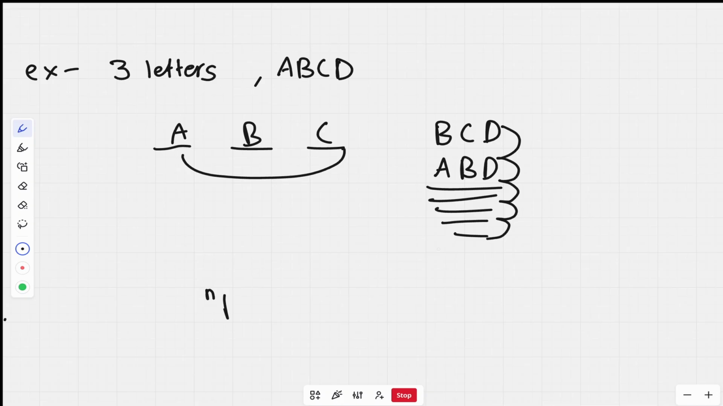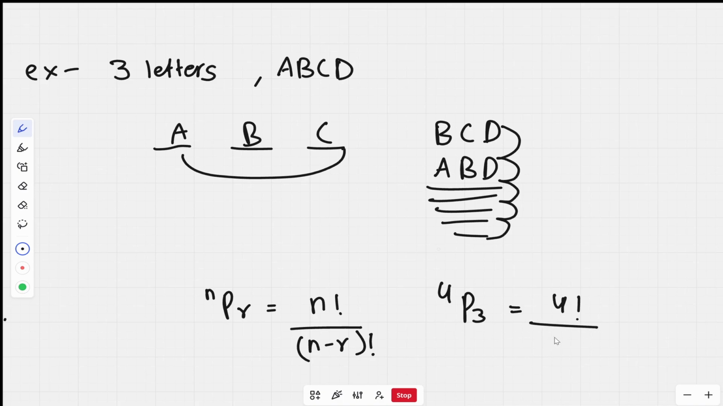So here we can use nPr, where nPr is equal to n factorial divided by n minus r factorial. Alright, now as I said, n is the total number of elements. So n here is 4 and the required number of elements to form the arrangement is 3. So r here is 3. Now we simply solve. So it goes 4 factorial divided by 4 minus 3 factorial.